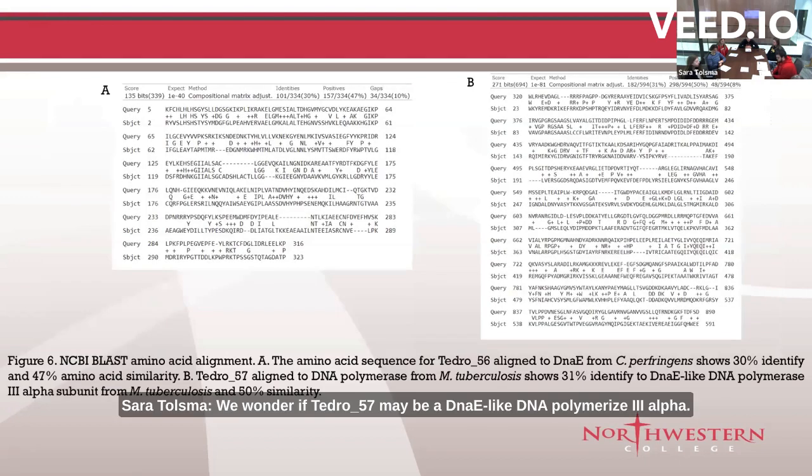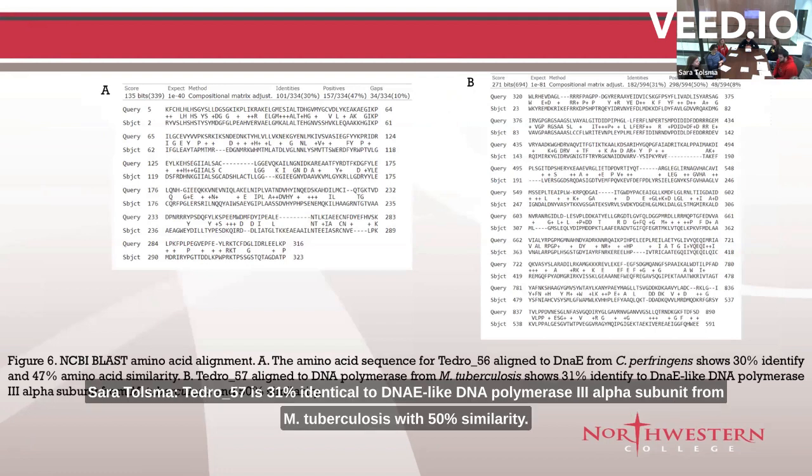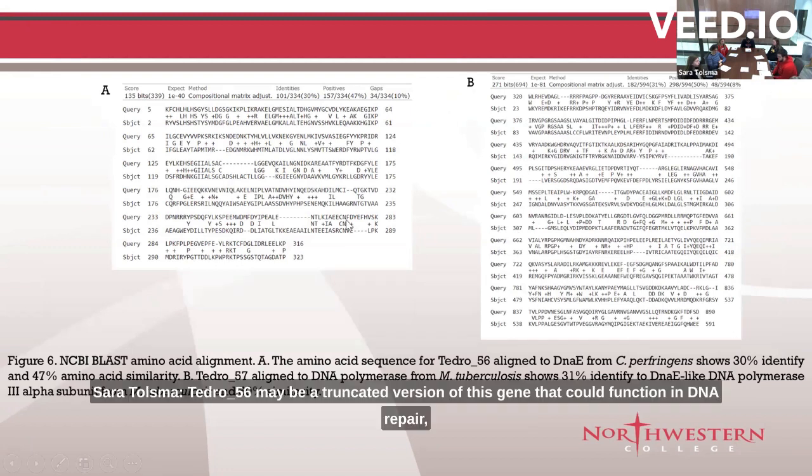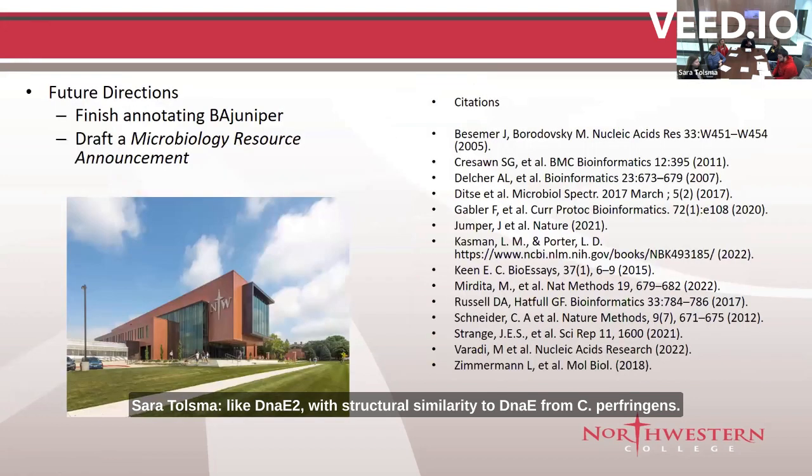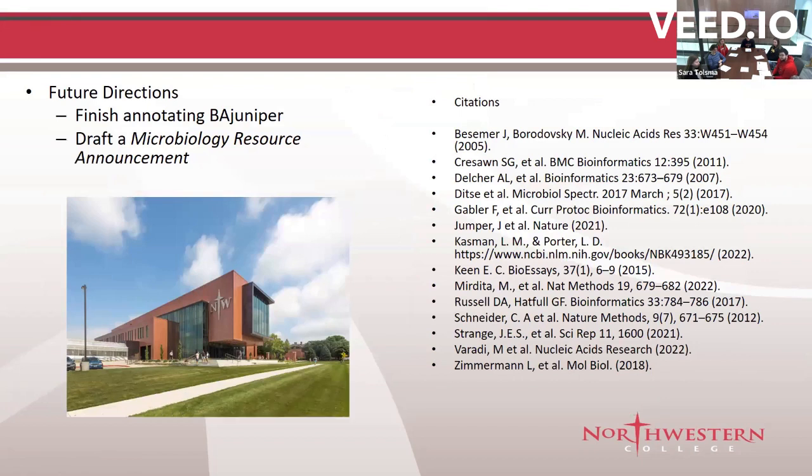We wonder if Tedro 57 may be a DnaE-like DNA polymerase III alpha. Tedro 57 is 31% identical to DnaE-like DNA polymerase III alpha subunit from M. tuberculosis, with 50% similarity. Tedro 56 may be a truncated version of this gene that could function in DNA repair, like DnaE2, but structural similarity to DnaE from C. perfringens. These two proteins are 30% identical and show 47% amino acid similarity.